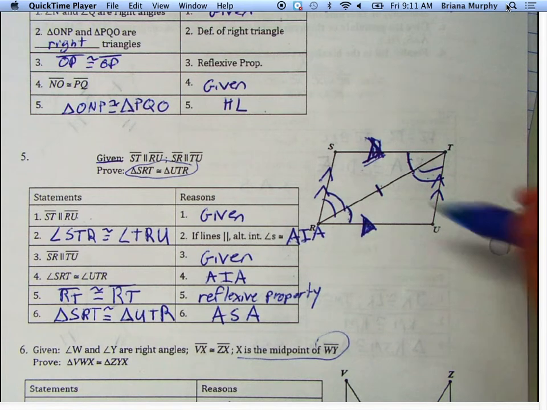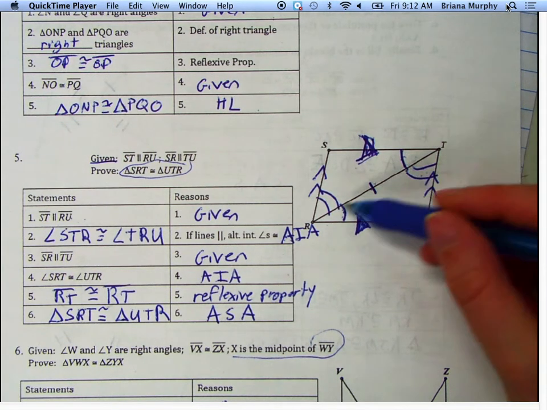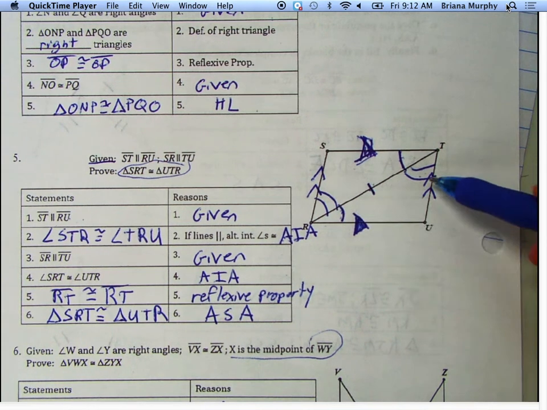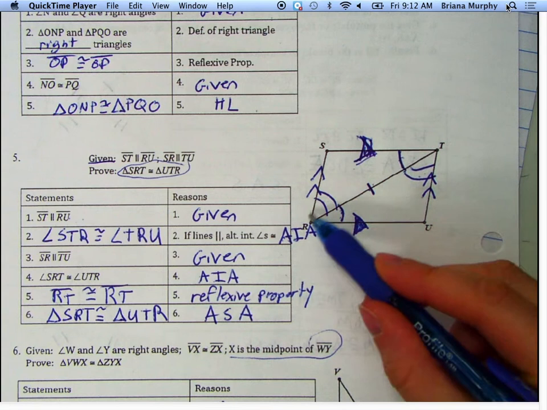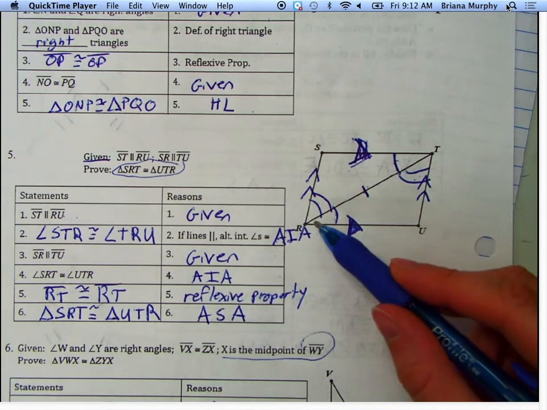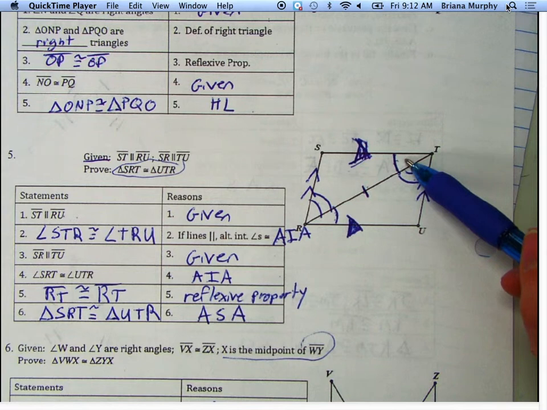Okay, so I want to prove the triangles are congruent to each other. When I'm dealing with parallel lines, what do I usually deal with? Alternate interior angles. So these angles are congruent, and these angles are congruent. And RT is congruent to RT by reflexive. So we have angle, side, and angle.